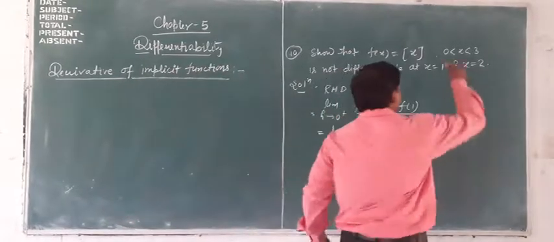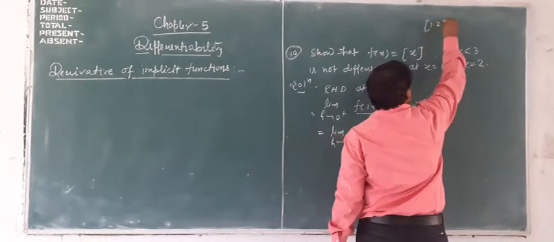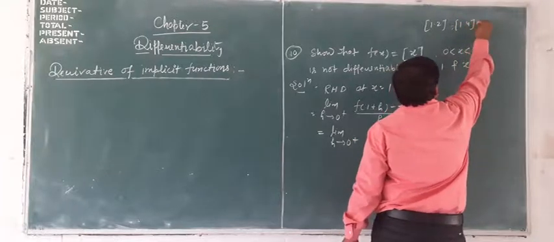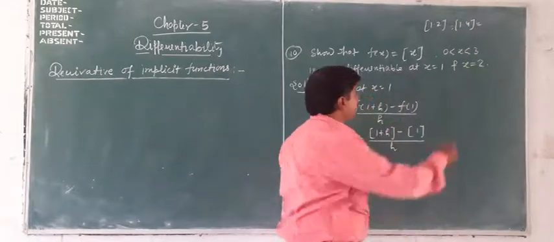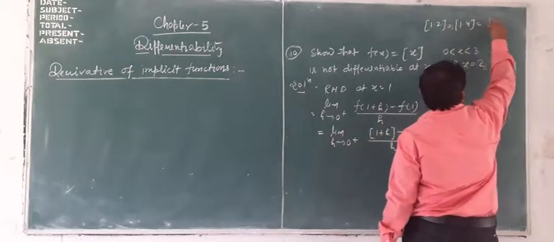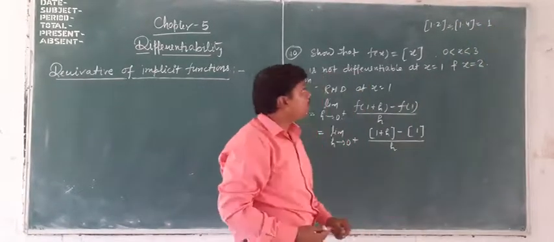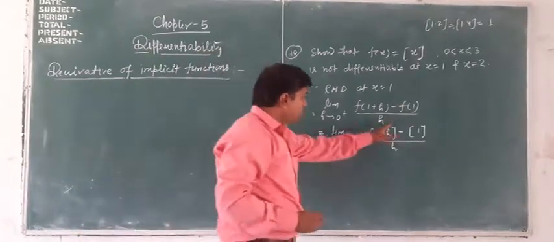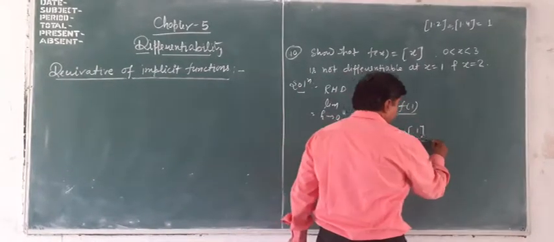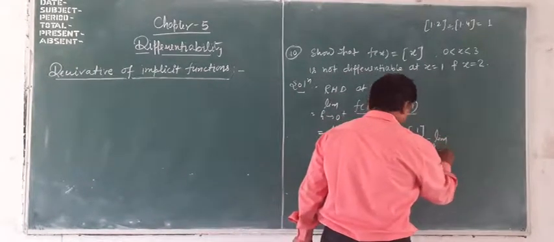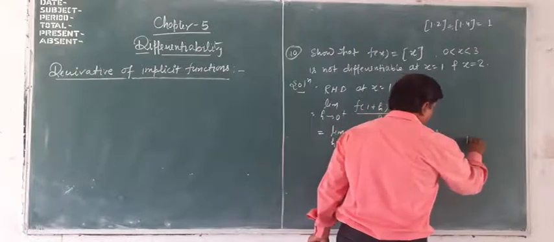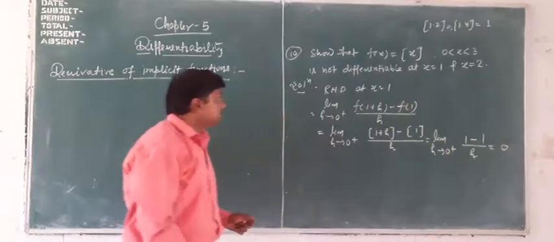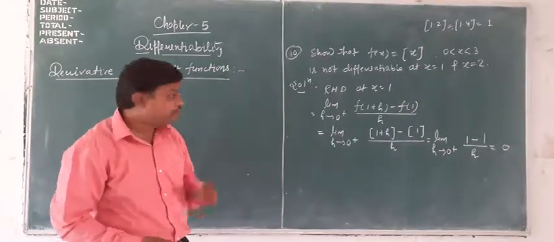Suppose its value is 1.2 or 1.3 or 1.4, greater than 1. So its value is equal to 1, because the greatest integer less than 1.4 is 1, and the greatest integer less than 1.2 is also 1. So this value is 1, and this value is 1. So this limit becomes the limit as h tends to 0 plus of 1 minus 1 divided by h, which is equal to 0. It means the right hand derivative of that function is equal to 0.